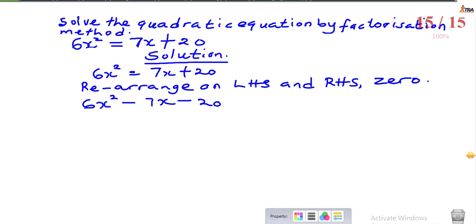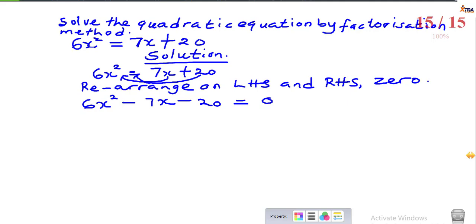So rearranging, we have 6x squared. Don't forget this is coming over here, minus 7x. And this is also coming over as well. That is minus 20. Then on the right hand side, just like I said, it gives nothing. That is 0. We can now solve the equation by factorization.